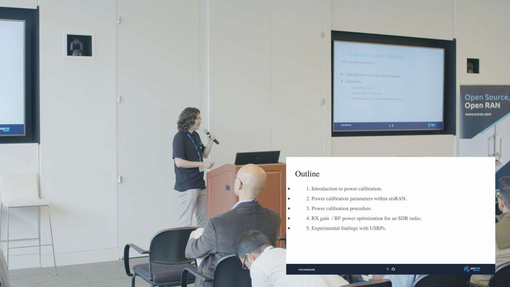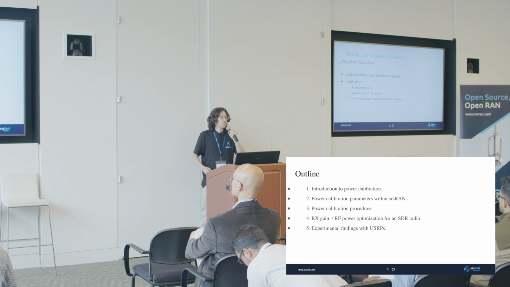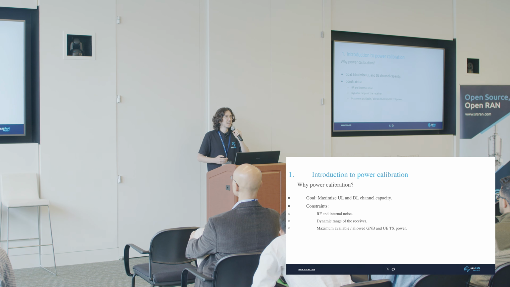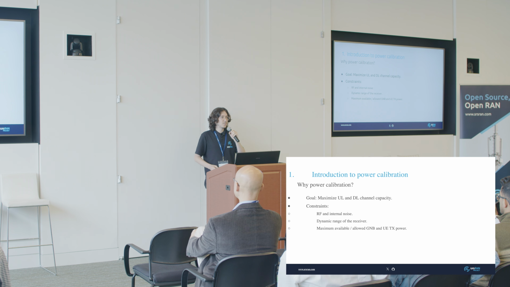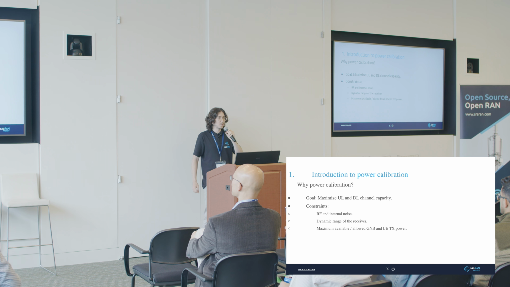Okay, let's start. So, first of all, why do we do power calibration? What do we try to achieve when we do this? The main objective is that we want to maximize the uplink and downlink channel capacity. This is important because this regulates how much information per unit of time we can put in an RF channel, as I'm sure you all know. So in order to do this, we need to take into account the constraints that we face. I'm going to present the most important ones.